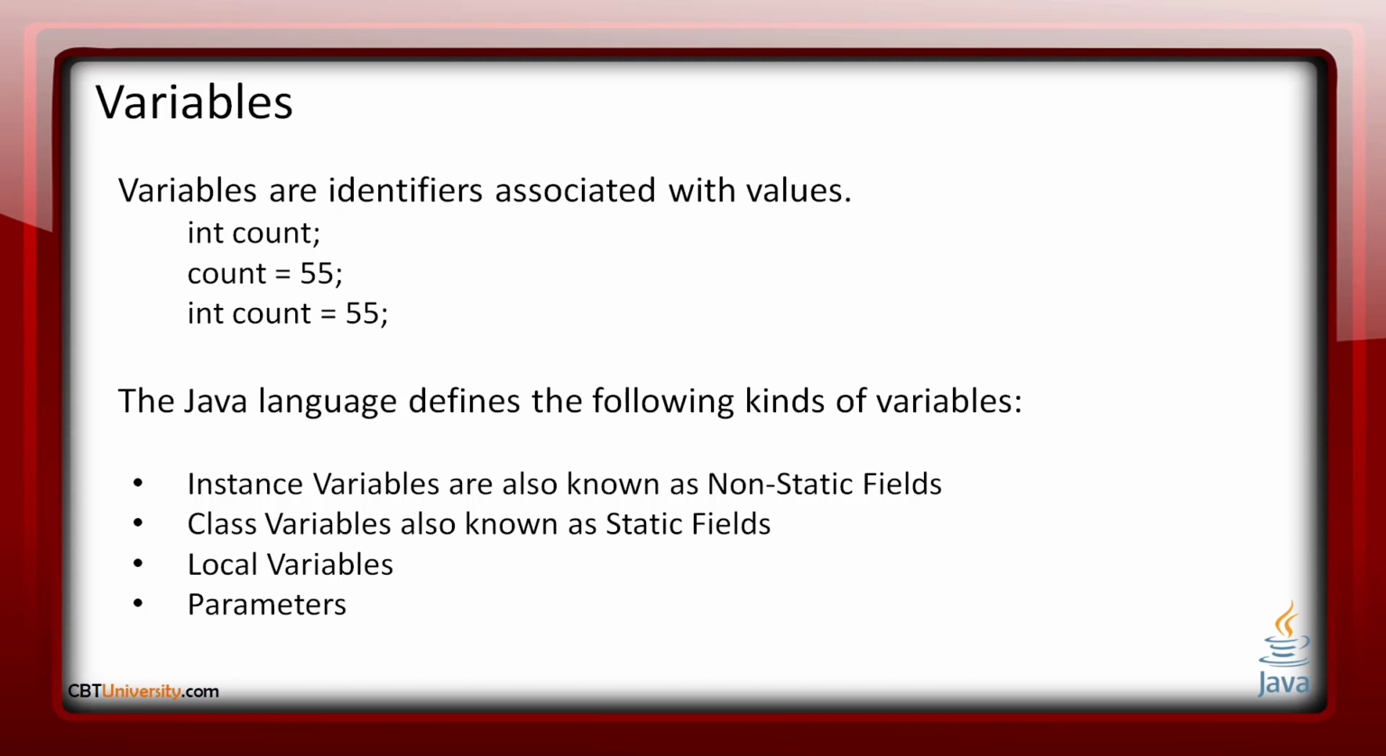Another word you will be using most often is variables. These are the identifiers associated with values. Here count is a variable of the type integer. And in the second line, count is initialized with the numeric value 55. And you can declare and initialize the variable like this: integer count equals 55. This way also you can do. The Java language defines instance variables, class variables, local variables, and parameters.